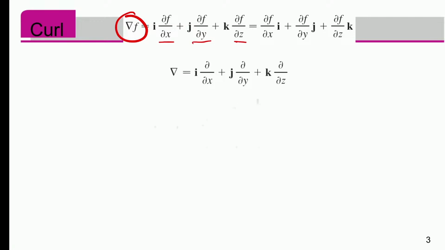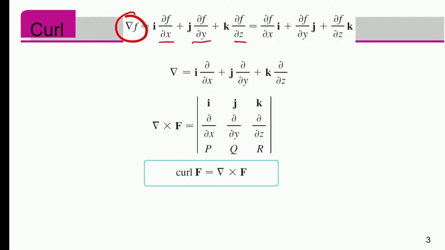Okay, so you have that, and then what we're going to do is the cross product of this operator with a vector field. So you're going to take this thing that you're familiar with, this gradient, but we're going to apply it in this weird way. So if you take the cross product of this with our vector field, then you get this thing that we call curl. So the curl is just this gradient operator crossed with the vector field.